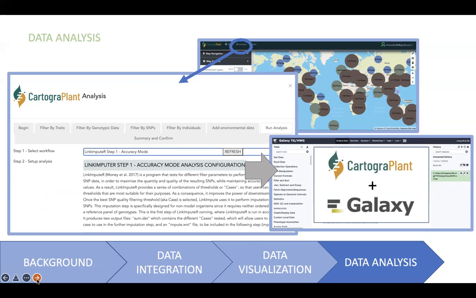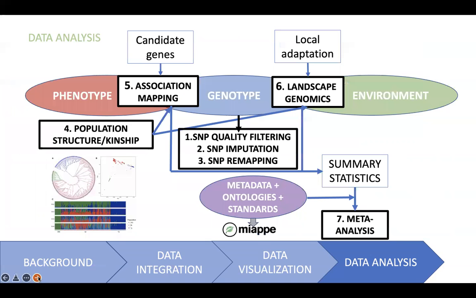This data analysis is possible thanks to Galaxy, because CartograPlant is connected to a Galaxy instance. And Galaxy is a user-friendly program that allows users to perform bioinformatic analysis without the need of coding skills. Here in this picture, there are represented all the analytical workflows that are available in CartograPlant, or that they will be available soon in CartograPlant. And highlighted in red are the workflows that are fully available, and in black are the workflows that we are still working on.